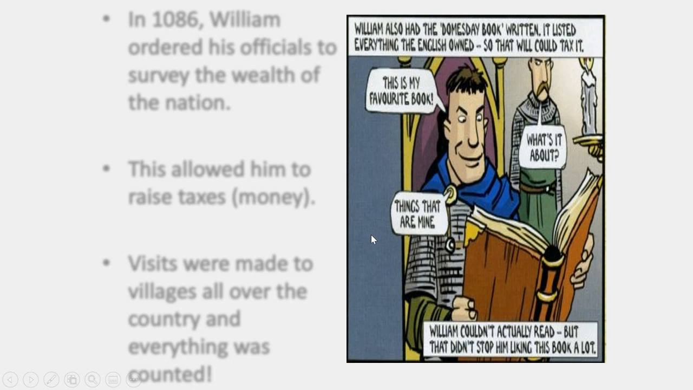Now, he sends his soldiers all over the country and he basically counts everything. It says here he had a Domesday Book written and it lists everything the English owned so that he could tax it. I've got a cartoon saying it's my favourite book, it's all about things that are mine. And it makes the point down there that he couldn't actually read, but he definitely liked this book.